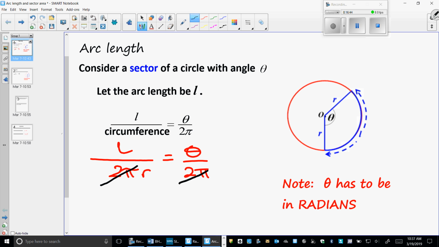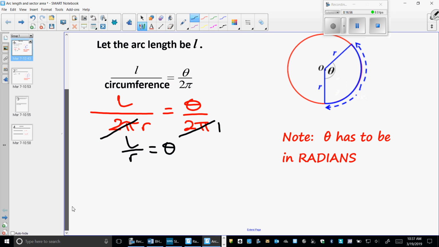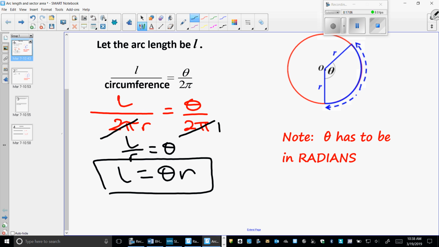That one, no, that one. So that's now a secret one. So we've got L over R equals theta now. And then that means that the arc length L is just going to be theta multiplied by R. And that's the formula that you get given.